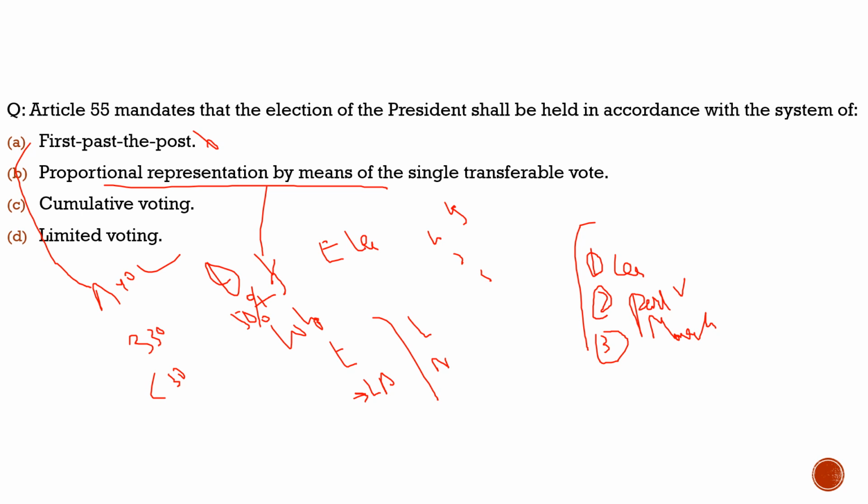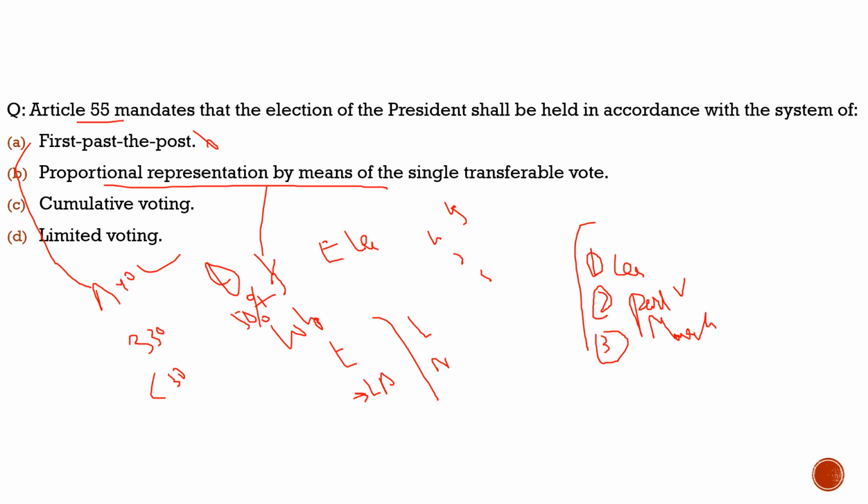But if it does not happen so, then they will go for a second counting, and the one who got the least votes will be eliminated. The second counting is of the second preferences, which are counted as first preferences, and in this way it is repeated multiple times until a person achieves the quota. So this is, in a nutshell, how the presidential election is done. This is proportional representation by the single transferable vote, and it is discussed under Article 55.